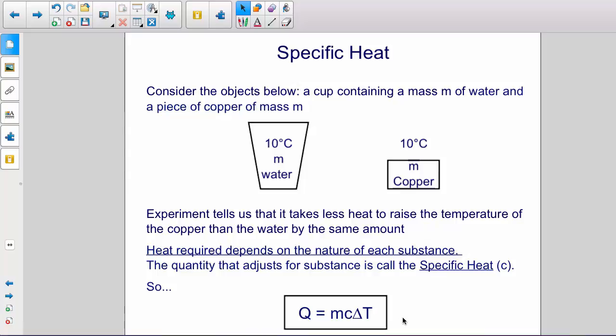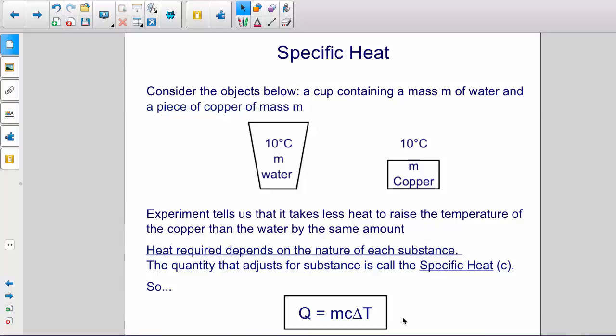We've seen how the change in temperature and the mass of a substance determines how much heat is required to change the temperature of that substance. But now, what if we compare different substances? So far we've talked about water. So let's consider the following. We have two objects. On the left, a mass m of water at 10 degrees Celsius. On the right, a piece of copper of the same mass at the same temperature. Now, experiment tells us that it takes less heat to raise the temperature of the copper than the water by the same amount.